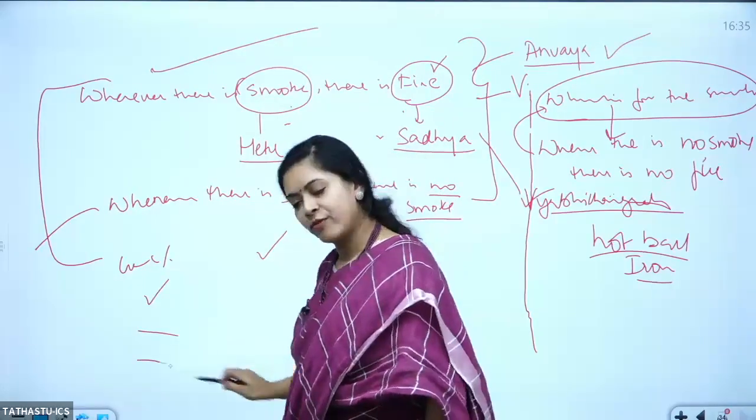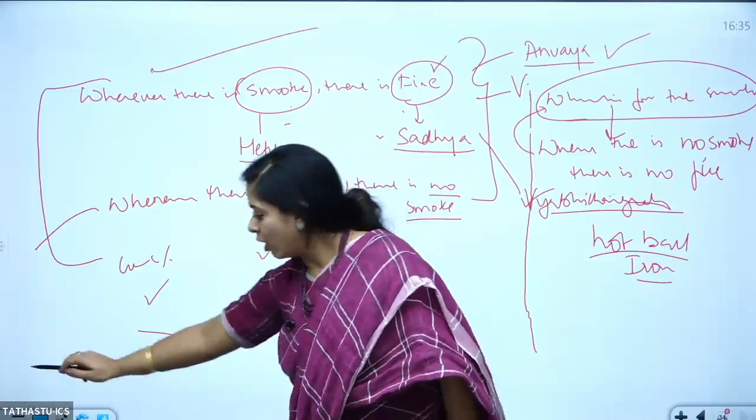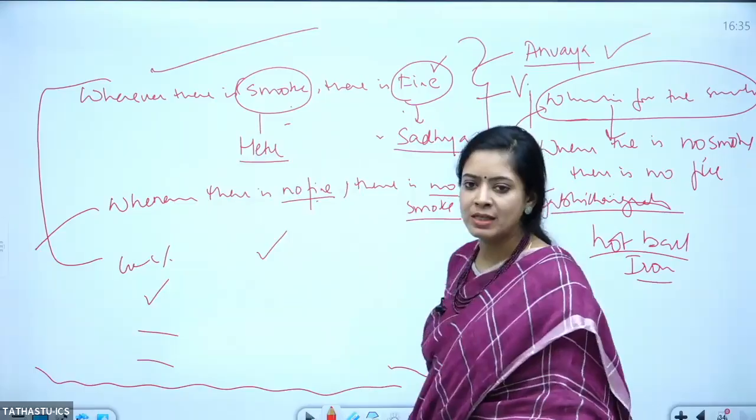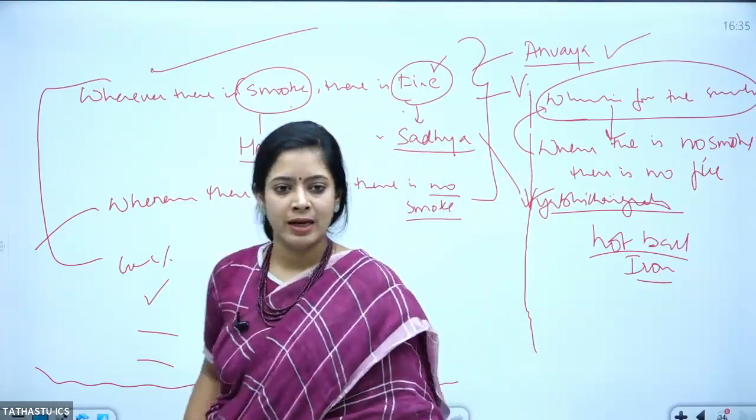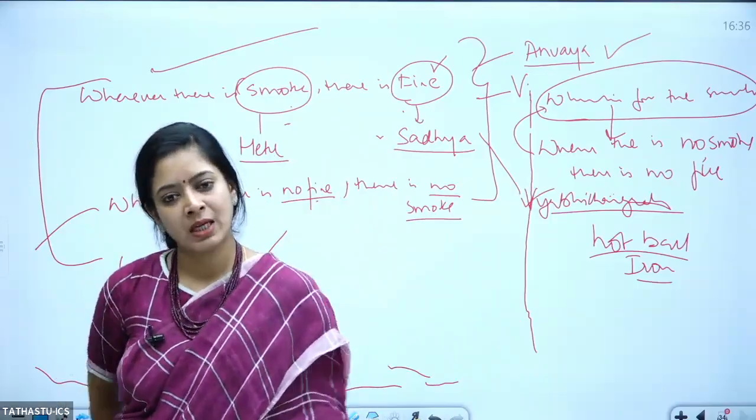Now we will talk about the fifth and sixth conditions. We will check, and if all conditions are fulfilled, then we will say it has become a Vyapti.